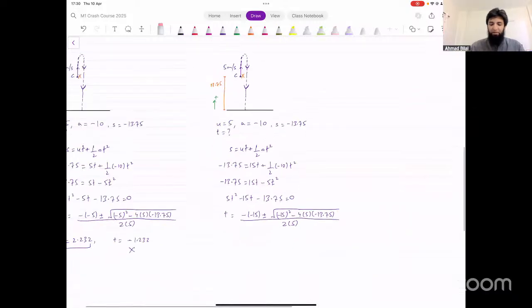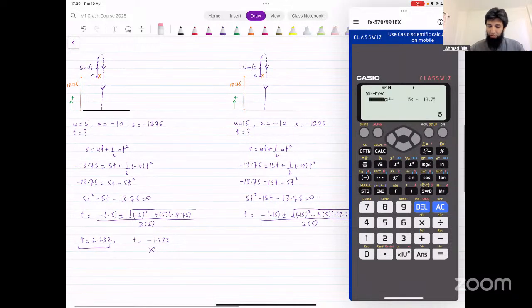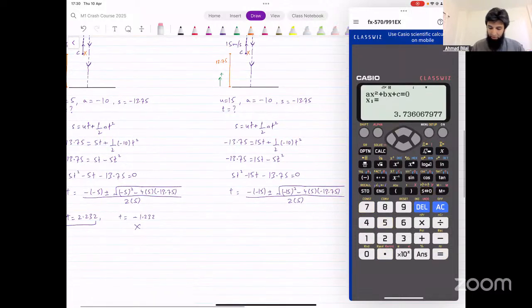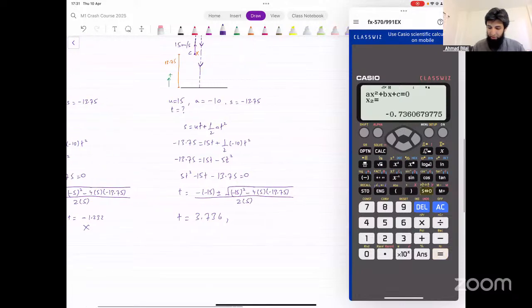So we just replaced 5 with 15 there. The initial velocity, instead of being 5, now it's 15. Let's input this in the quadratic formula. This is giving us time equals 3.736, and the other value will be negative, that's minus 0.736.